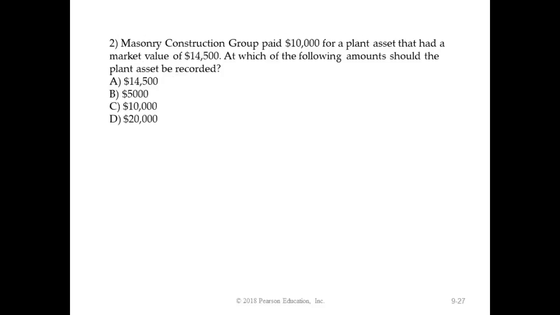Number two, Masonry Construction Group paid $10,000 for a plant asset that had a market value of $14,500. At which of the following amounts should the plant asset be recorded? Well, this one here, the plant asset should always be recorded at the cost you paid for it. So in this case here, it's $10,000. This is answer C.